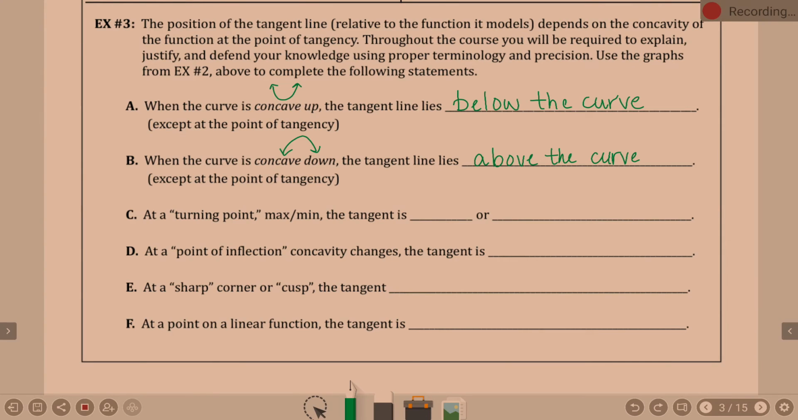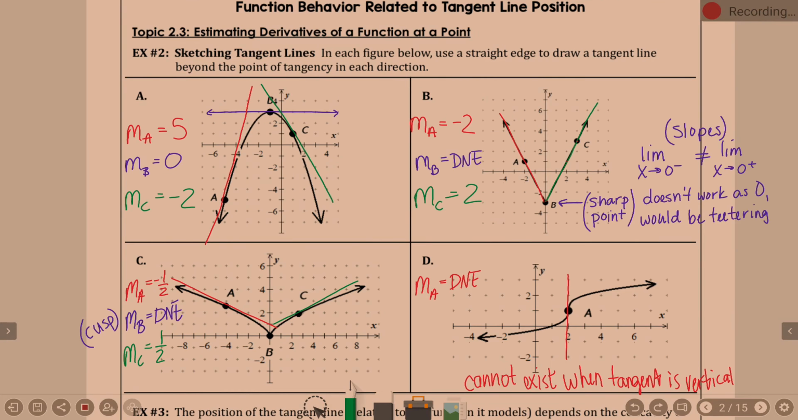I'm struggling with this chart today. I'm not sure I agree with it. At a turning point, max or min, the tangent is, not sure I like the idea of turning point there, but that's all right. It's horizontal. So think about a max or min. What was the tangent line at that max? Horizontal. On example A, point B, horizontal tangent line, and that is the max, yes?